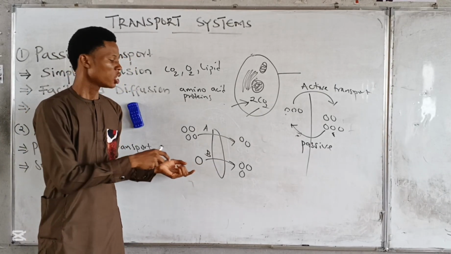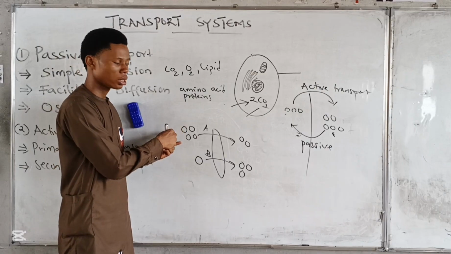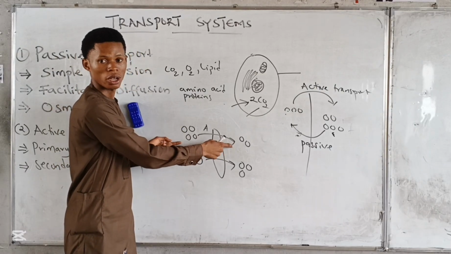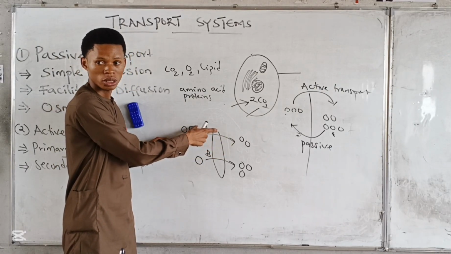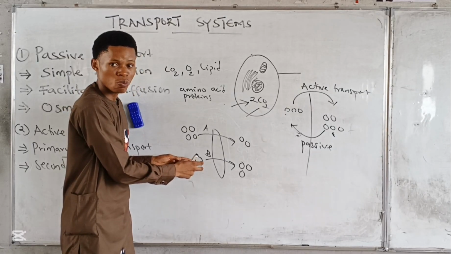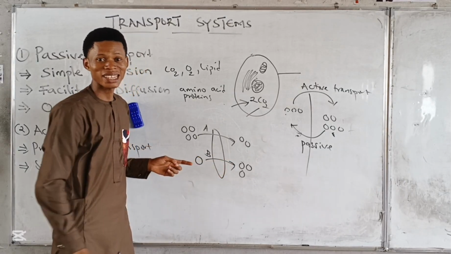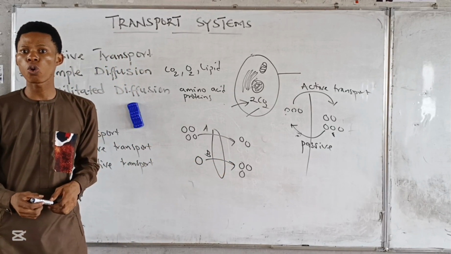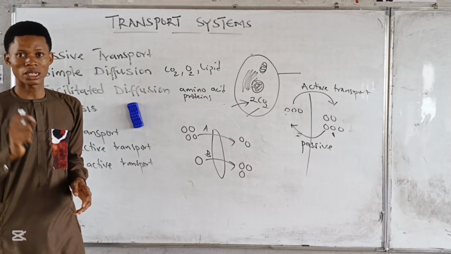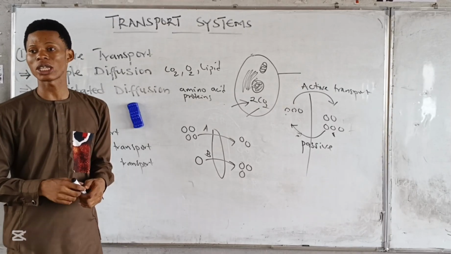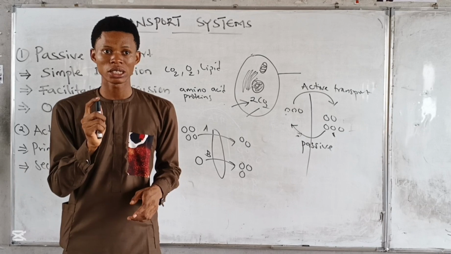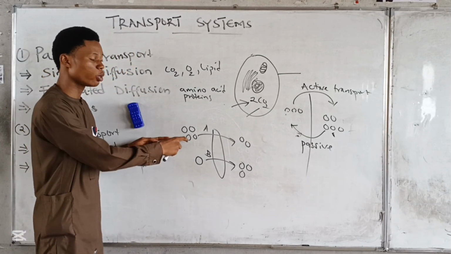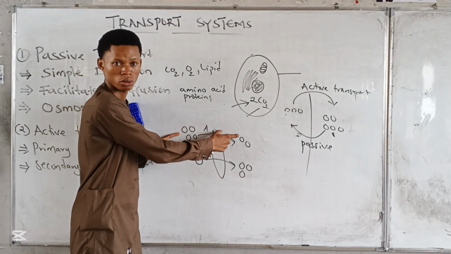Energy is needed. If the movement of this one from here to here produces energy that this one utilizes to transport this one to here, that type of transport is called what? Co-transport. Let me take that again. In co-transport, we are not utilizing ATP directly. Instead, we are using energy from the transport of another molecule.